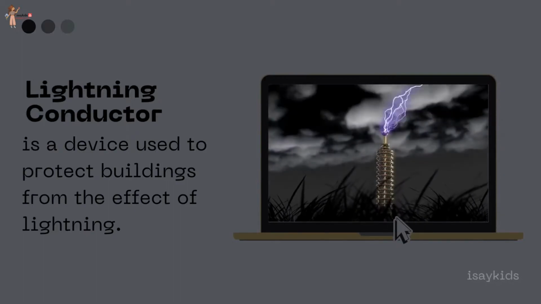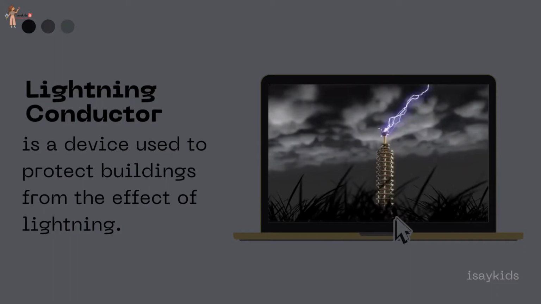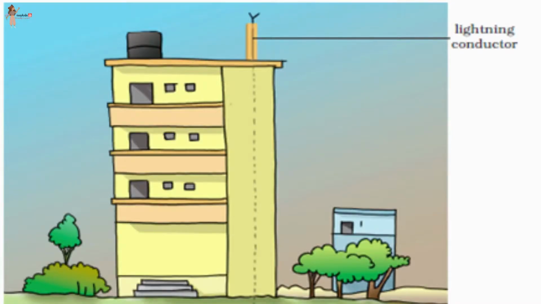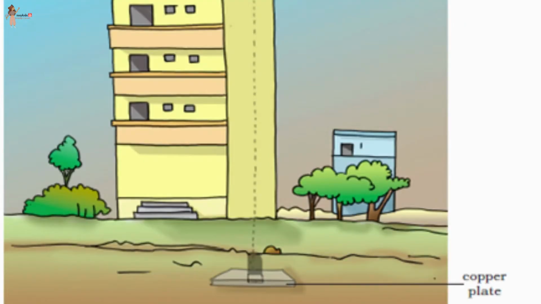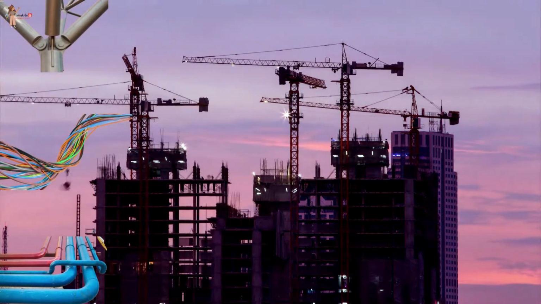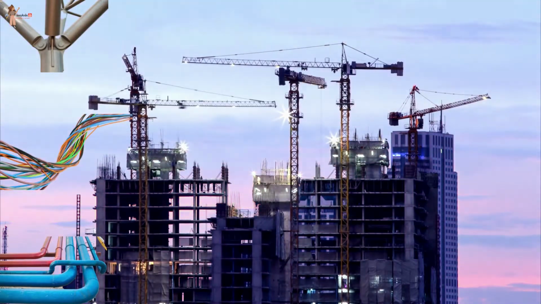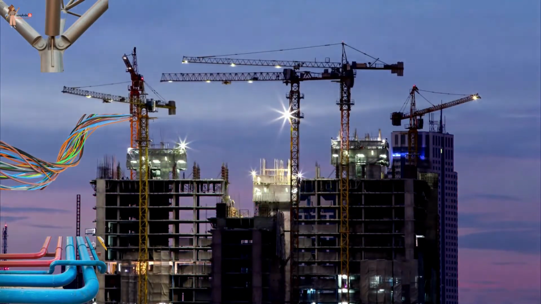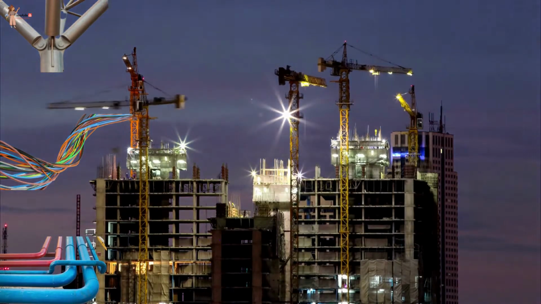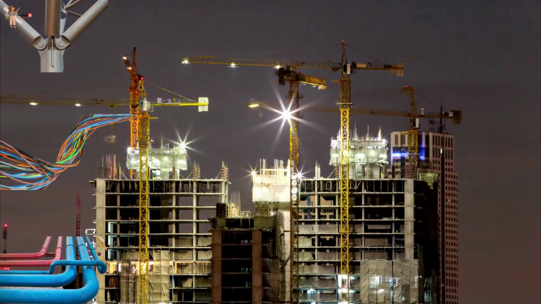Lightning conductor is a device used to protect buildings from the effect of lightning. A metallic rod, taller than the building, is installed in the walls of the building during its construction. One end of the rod is kept out in the air and the other is buried deep in the ground. The rod provides an easy route for the transfer of electric charge to the ground. The metal columns used during construction, electrical wires, and water pipes in the buildings also protect us to an extent, but do not touch them during a thunderstorm.